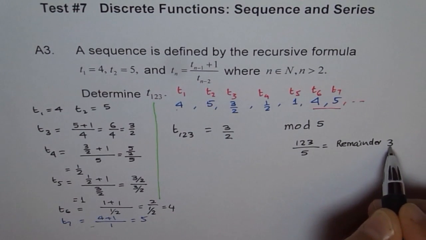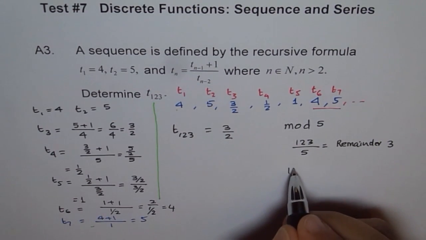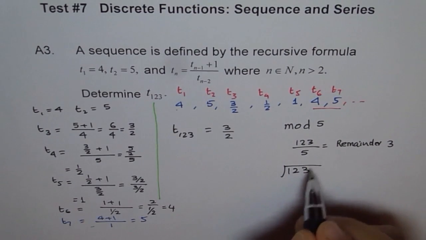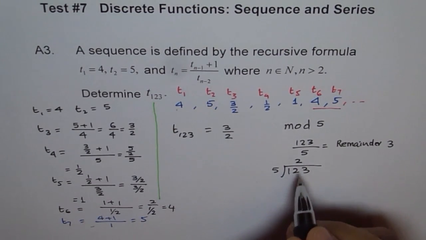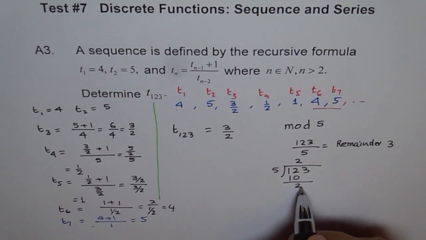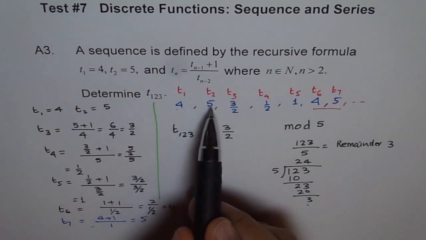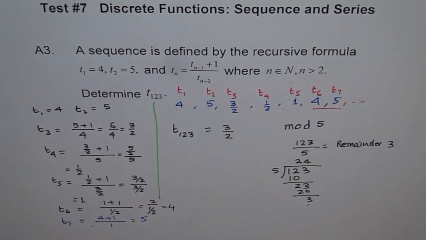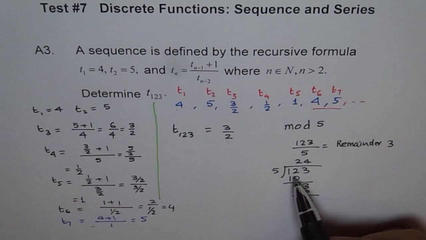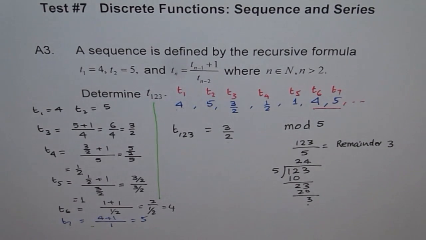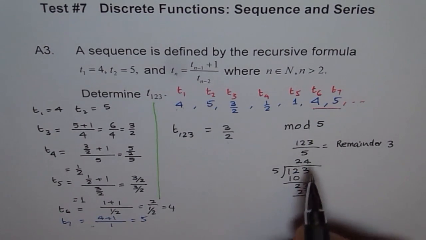So the remainder in this case will be 3. Try doing this: 123 divided by 5. 5 times 2 is 10, and then you get 23. 5 times 4 is 20. The remainder is 3. That's the remainder I'm talking about. The remainder gives us the term number 1, 2, 3. So 3 by 2 is the answer. So you could use the mod function to figure out which term number corresponds to T123 in a series which repeats like this. So that's one way of doing it.